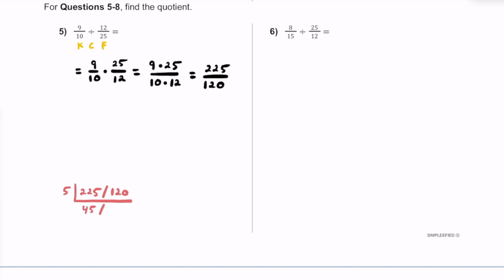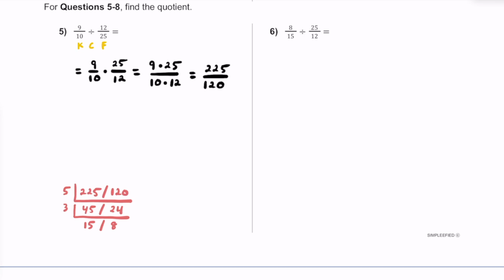And if you take this 120 divided by 5, I believe that is 24. Okay. Now, between 45 and 24, I think they have something else in common as well here. I think you can divide these both by 3. 3 times 15 is going to be 45, right? And then 3 times 8 is going to be 24.